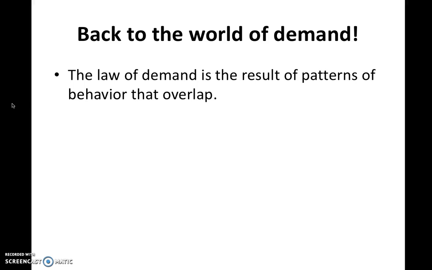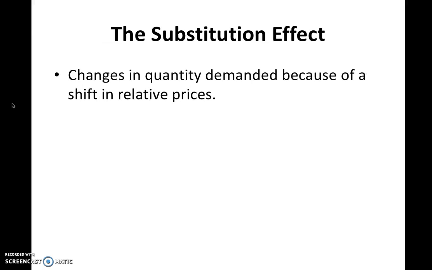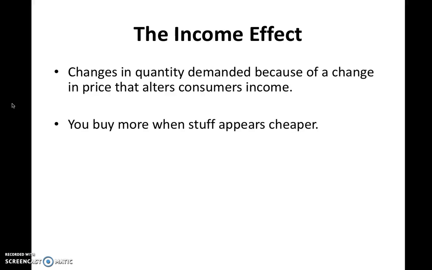The law of demand is the result of patterns of behavior that overlap. So this is why you have this inverse relationship. One is the substitution effect: changes in quantity demanded because of a shift in relative prices. And then there's the income effect: changes in quantity demanded because of a change in a price that alters consumers' income. You buy more when stuff appears cheaper.